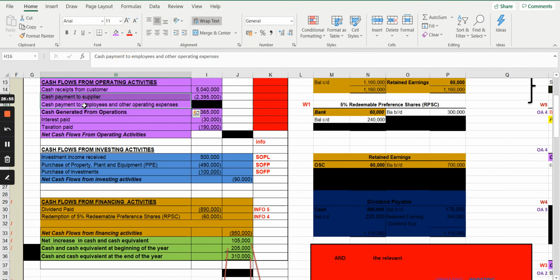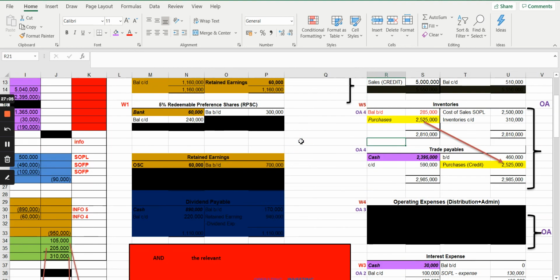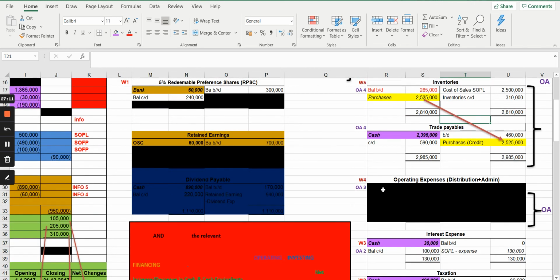Cash payments to employees, meaning that the salaries that you pay to the employees and any other operating expenses. So this one will not include finance costs. It will not include taxation, will not include the interest paid. It will just include the operating expenses. So I've set up the operating expenses account here for you. You can just have a go here.